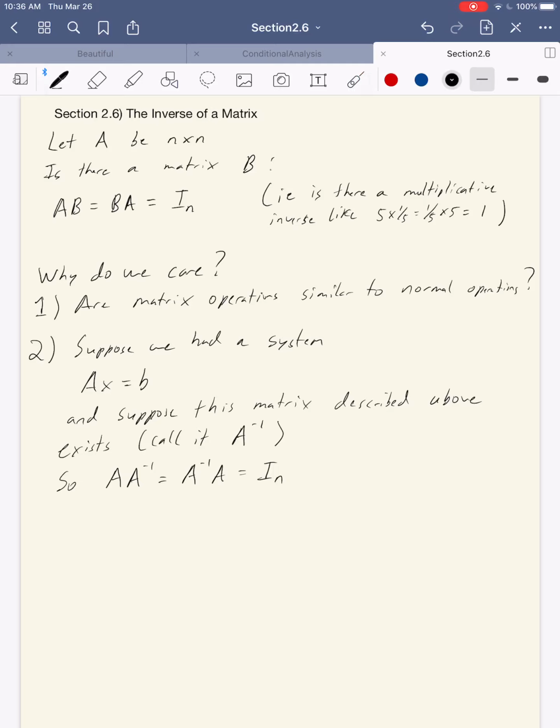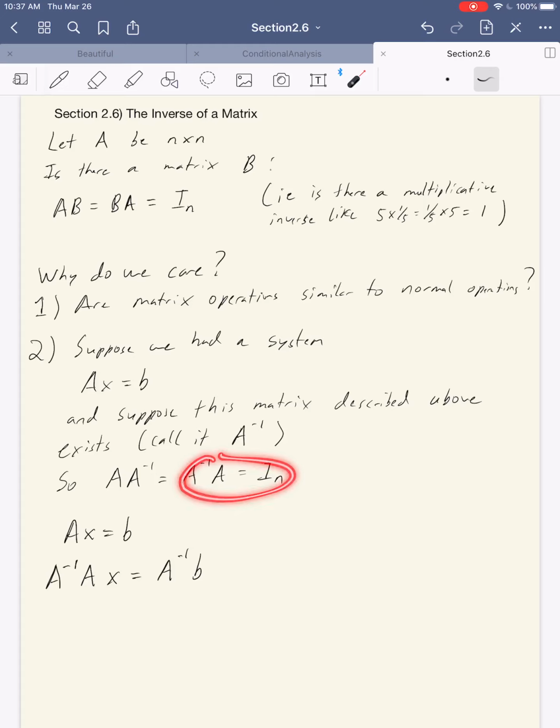notice that it would become very easy to solve the system, right? If we have the system AX equals B, we could multiply both sides by this A with the little -1 and do A with the little -1 AX equals A with the little -1 B, right? Then we could recognize that this right here, according to this, is the identity. So this would tell us that I_n X equals A inverse B, or A with the little -1 B. And then, of course, we know that anything times the identity matrix, that's why the identity matrix is the multiplicative identity, is just itself.